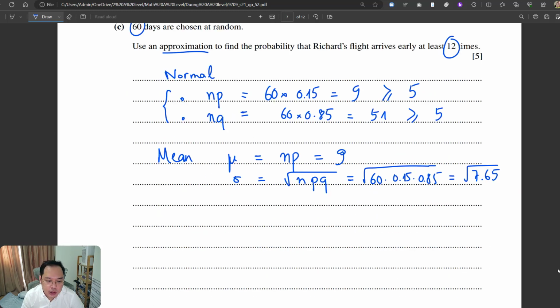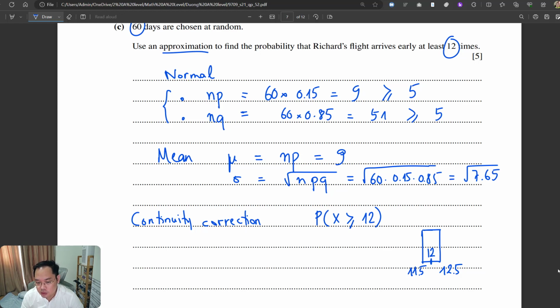The next step, we need to use the continuity correction. The value 12 here is illustrated as a column with the lower limit as 11.5 and the upper limit as 12.5, and the mid value here is 12. The question asks us to find the probability that the airplane will arrive early at least 12 times, greater than or equal to 12. So we need to include the value 12 from the left to the right, and therefore when doing the continuity correction, we need to include the value 12 in the middle. And so we take the lower limit as 11.5.